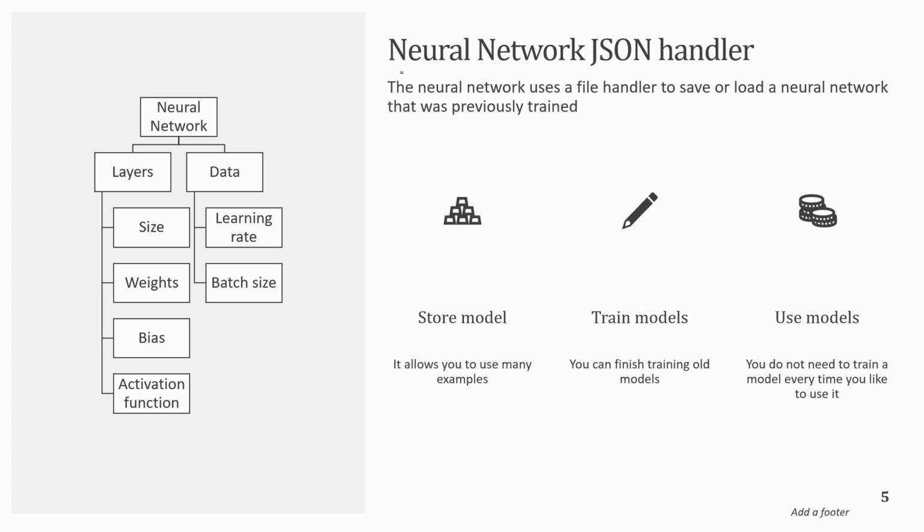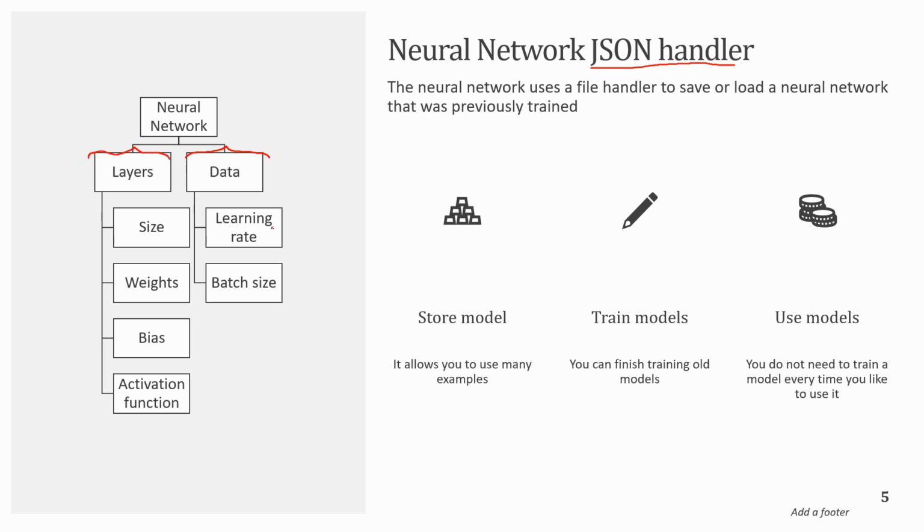When we have trained our model, we need to make sure that we save the neural net in a file, because we don't want the neural net to be trained several times if you want to use it. So we need the JSON handler class. When we want to print the neural net into a file, we divide it into different parts, the layers and the data.